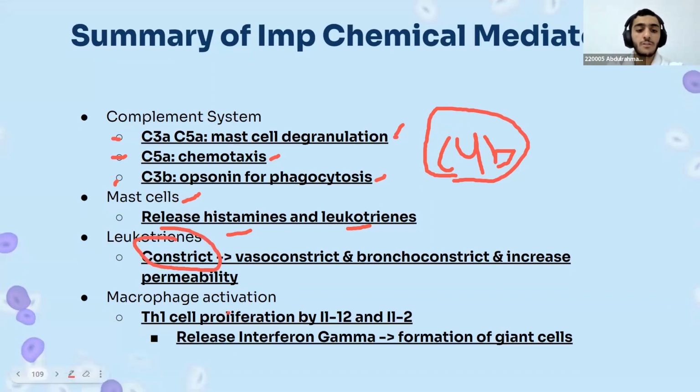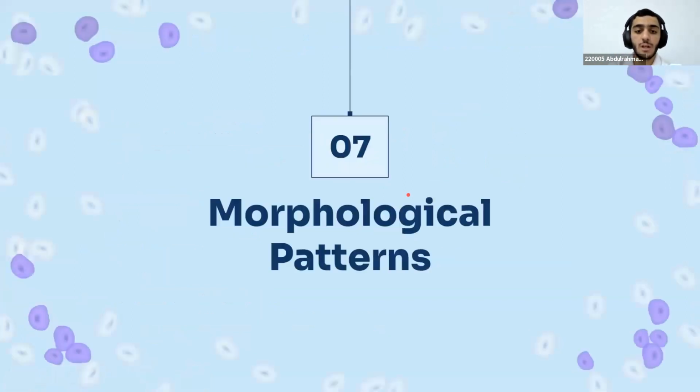And lastly is the macrophage activation, which I told you is very high yield, that you need to know how exactly we form the giant cells. You have interleukin 12 and interleukin 2 responsible for proliferation of the T helper 1 cells, and the interferon gamma is responsible for the formation of the giant cells. Okay?